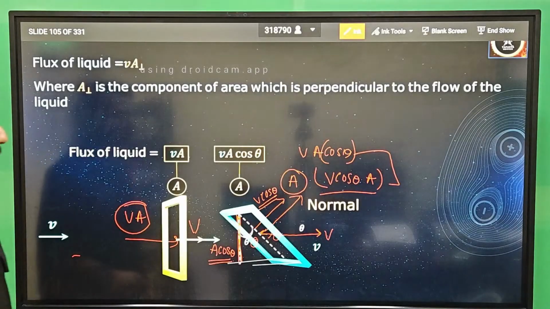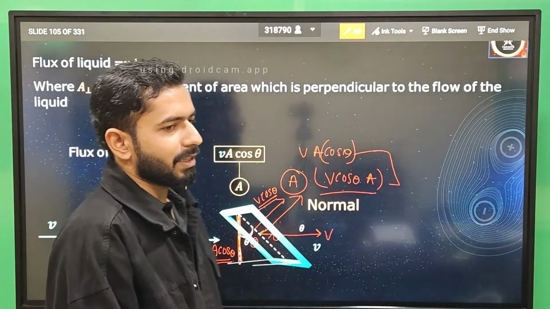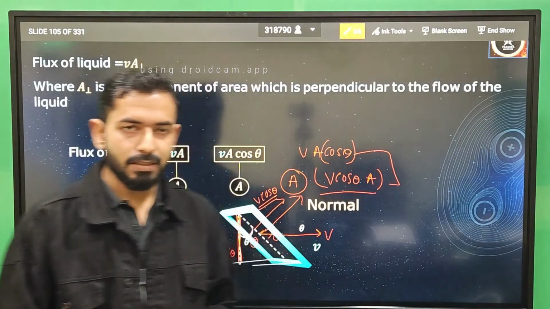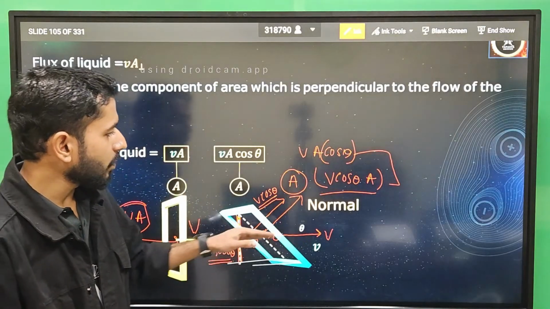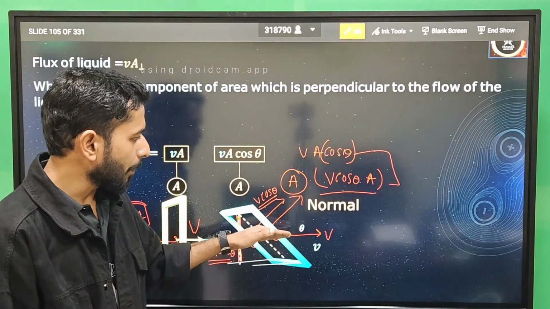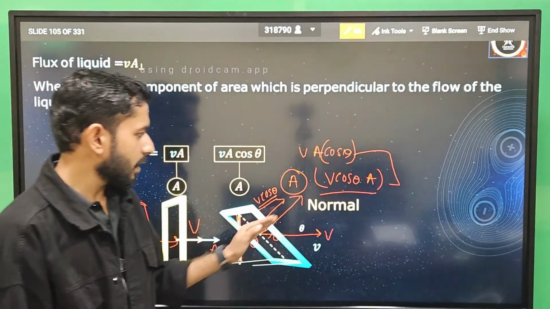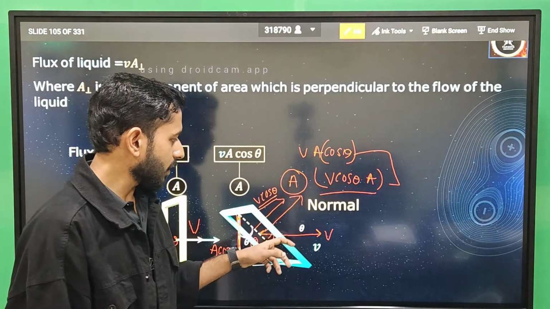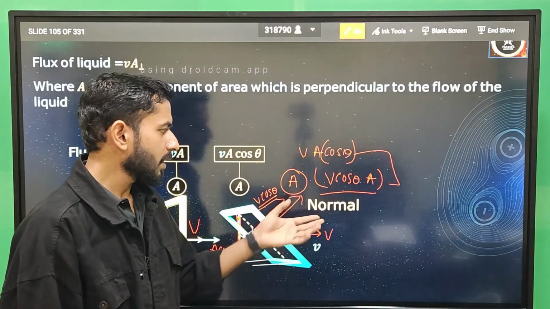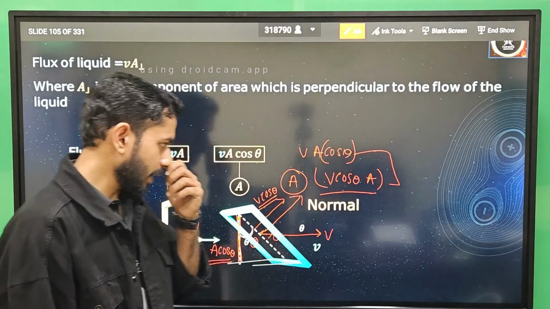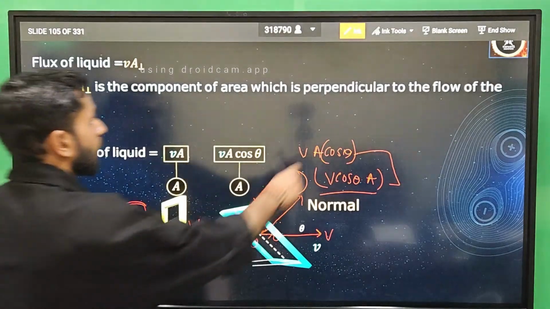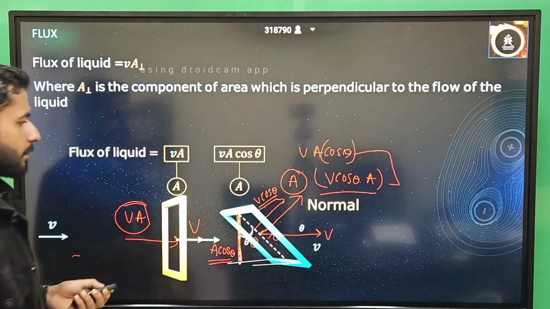That means we are calculating either the net effective area through which the liquid is passing, or the net effective component of the velocity along the area that is present. This is the net area A, and what is the net velocity along that area? Just take it and multiply it. You will have your flux. Fine.